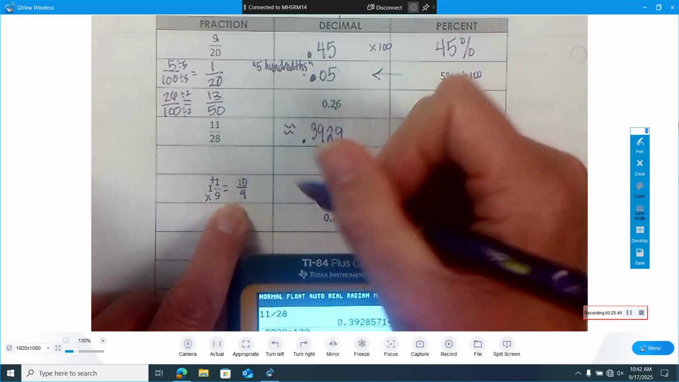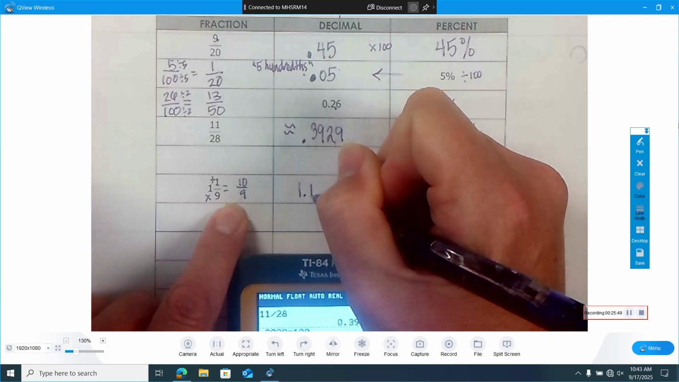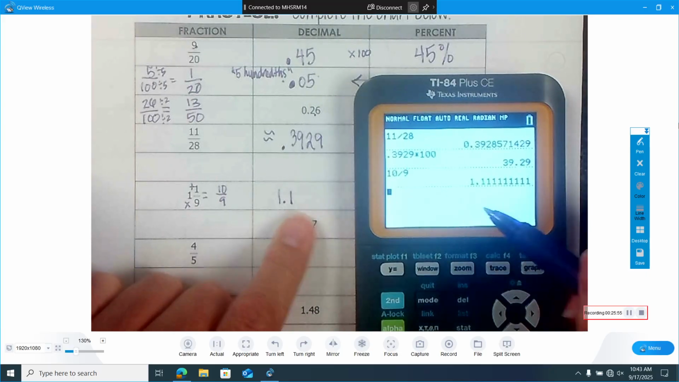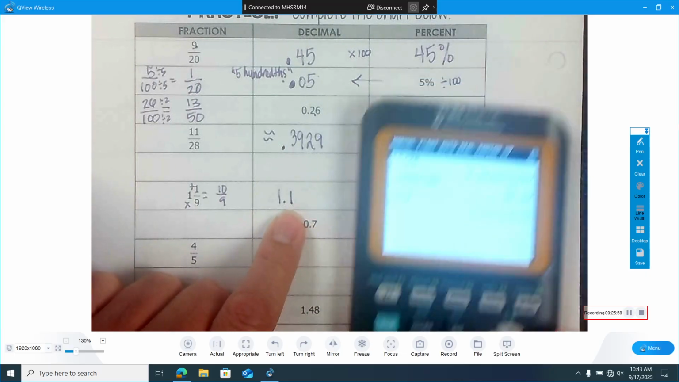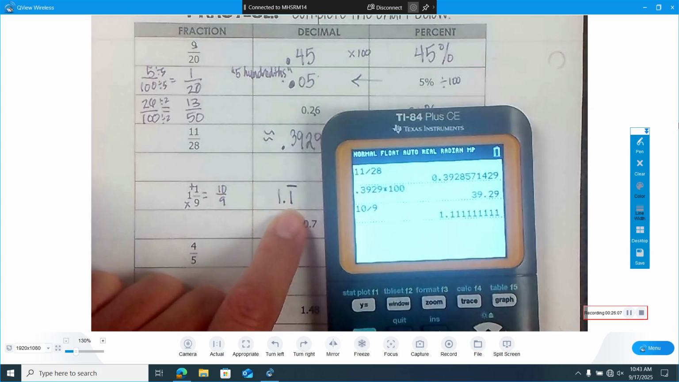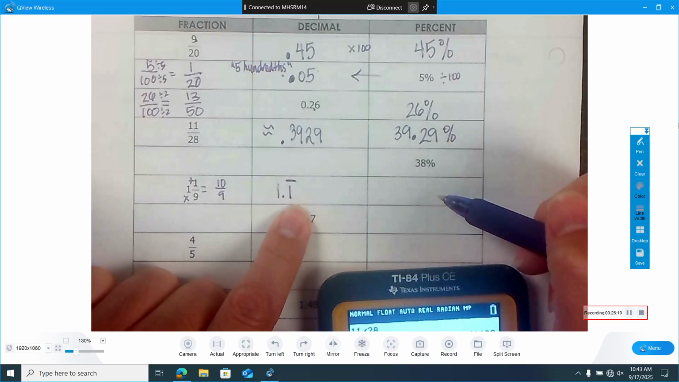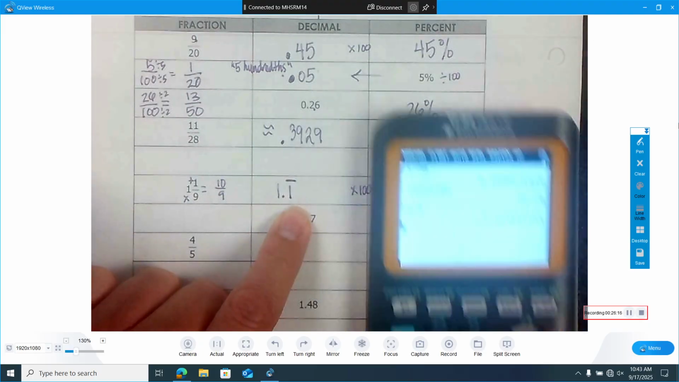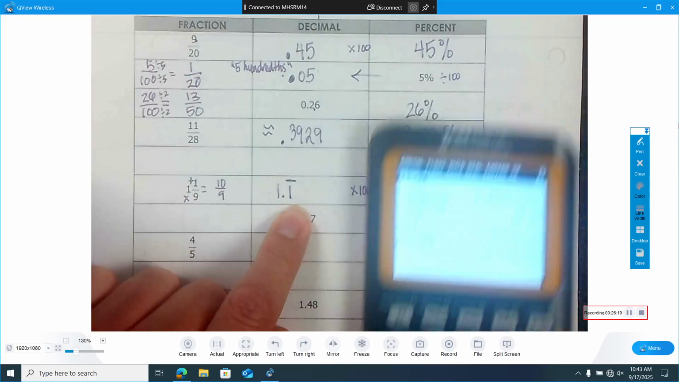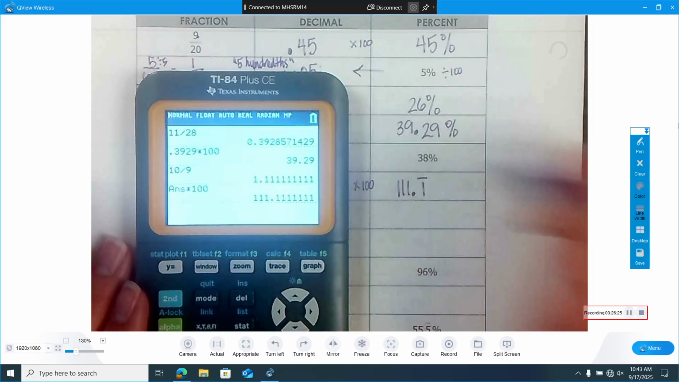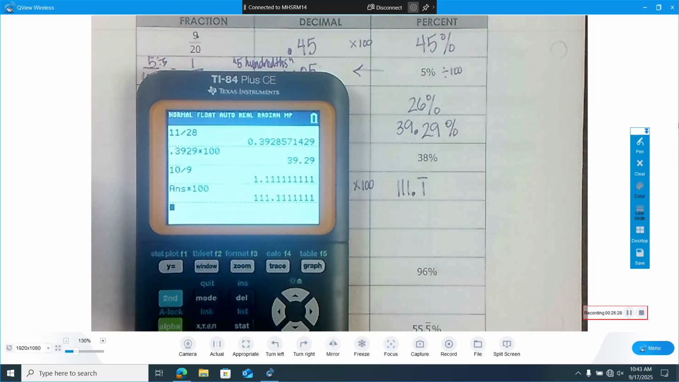Ooh, what's that decimal? 1.111111111. Look at that crazy decimal. That is a repeating decimal. That 1 is repeating, so we can show that with a little bar on top, just like that. And then if I take that, what do I need to do to convert it to a percentage? Multiply by 100. So I'm going to go ahead and times by 100. And now I get 111.1, and that decimal is repeating. Okay.